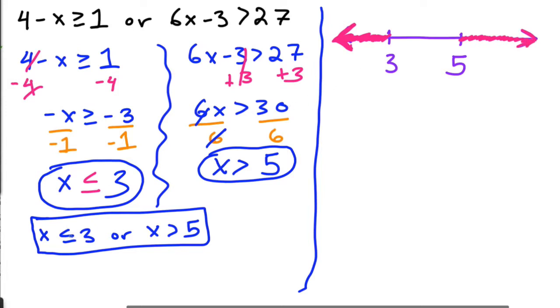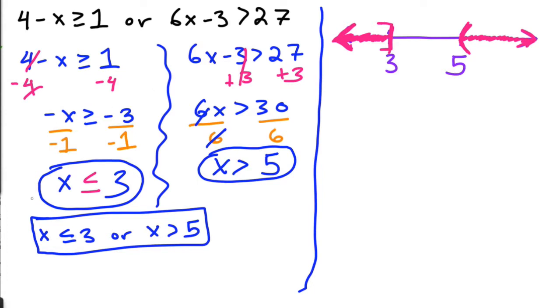Now notice that this first part says it's less than or equal to. Okay, so that means 3 is included, and I would use a bracket at the number 3. And here notice it says x is greater than 5, so strictly greater than 5, not equal to 5, so that means at 5 I would use a parentheses. Okay, so that's the difference. 3 is included because it can equal 3. 5 is not included because it cannot equal 5.